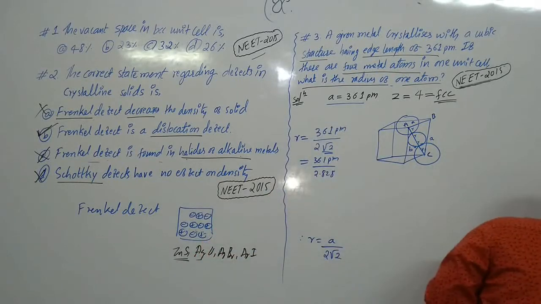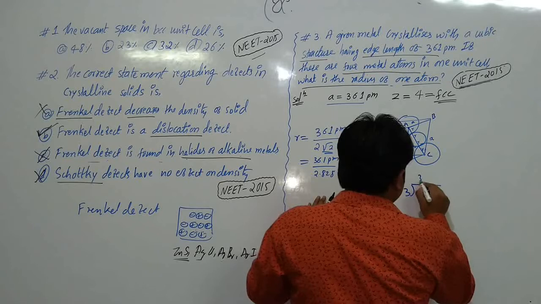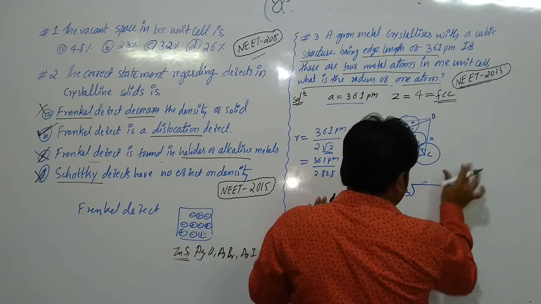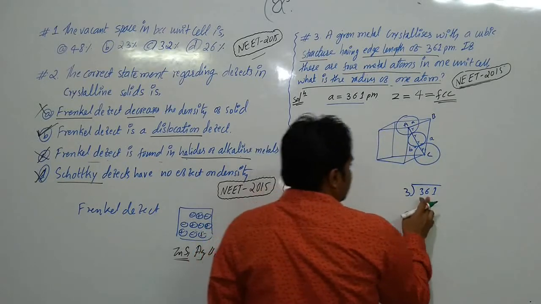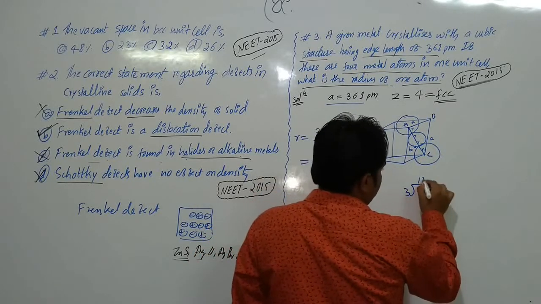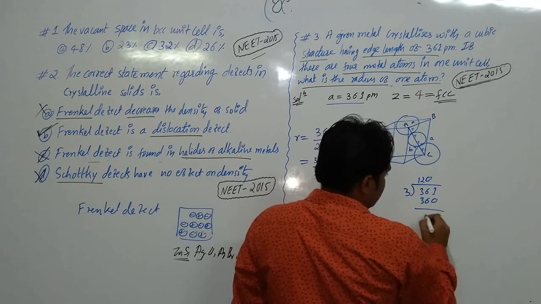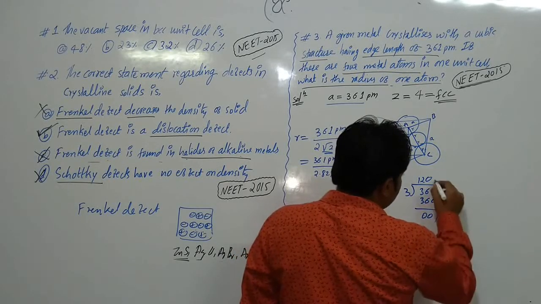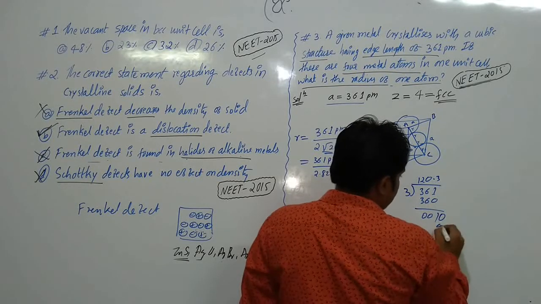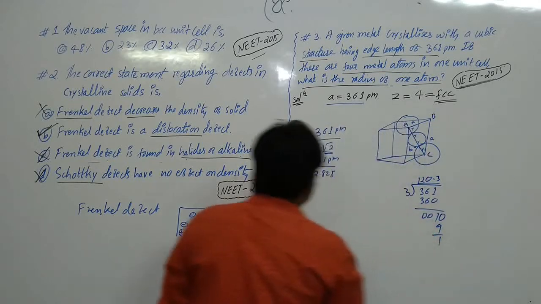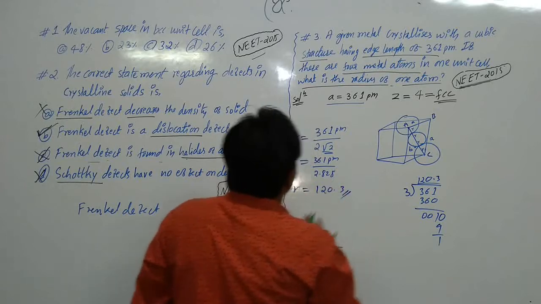So, here I will divide 361 divided by 3. Here 361 can directly take 120. 3 times 120 is 360. So 1 remains. So 120.3. R is equal to 120.3. Let us see the options.